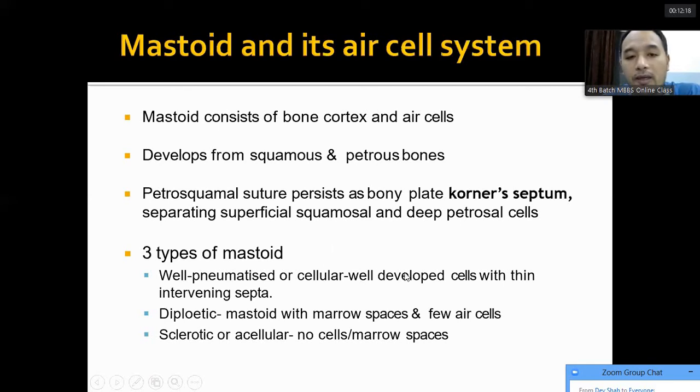And there are three types of mastoid. During the pneumatization of the mastoid, the development of air cells in the mastoid bone, the mastoid divides into three types. One is well pneumatized, well cellular, with well-developed cells and thin intervening septa. The septa between the cells are very thin, just like a honeycomb. This is a well pneumatized mastoid. And diploic mastoid, where all these spaces, instead of air, are filled with bone marrow. And the third type is sclerotic or acellular. There are no spaces, cells or marrow spaces, nothing, just hard bone. This is called sclerotic.